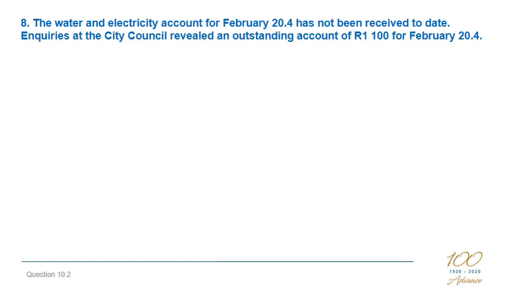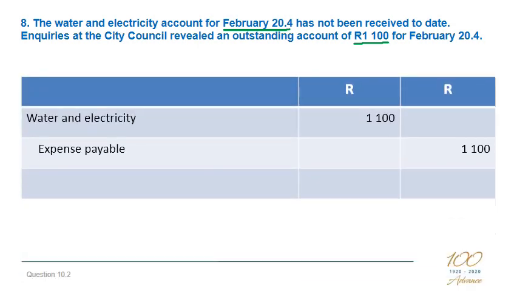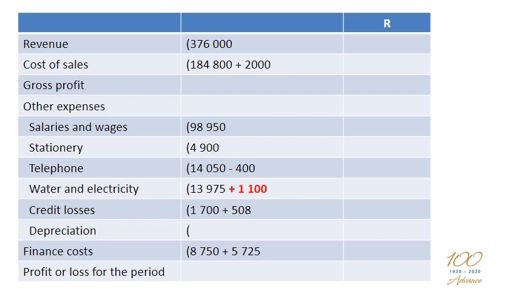Number 8, the water and electricity account for February 20.4. Again, this is in my financial year, has not been received to date. Inquiries at the City Council revealed an outstanding account of 1,100. Outstanding account means I need to accrue for this expense incurred. Although I haven't paid it yet, accounting is all about the accrual concept. So I'm going to have to debit the water and electricity and credit expense payable. Water and electricity is my expense account, which will be adjusted in the statement of profit or loss.